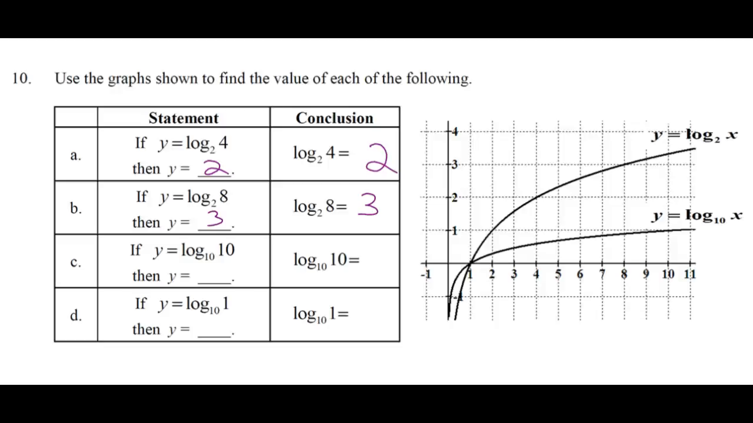If y is equal to log base 10, that's this graph, of 10, so my x value is 10, what's y? 1. So log base 10 of 10 is equal to 1. What's a logarithm again? It's an exponent. It's the exponent that you raise the base 2 to in order to get the number. 2 to the 3 is equal to 8, 2 to the 2, etc. If y is equal to log base 10 of 1, then y equals 0. So log base 10 of 1 is 0.